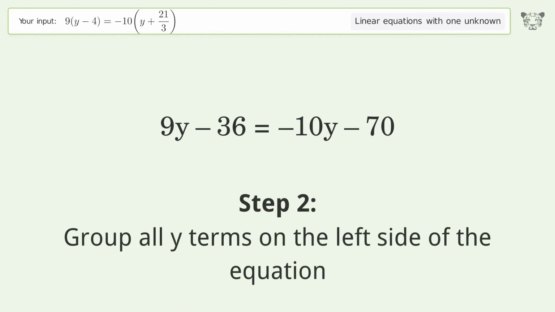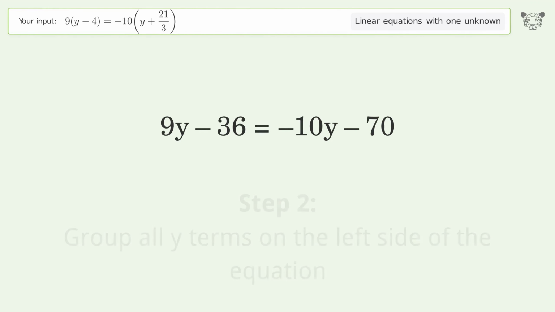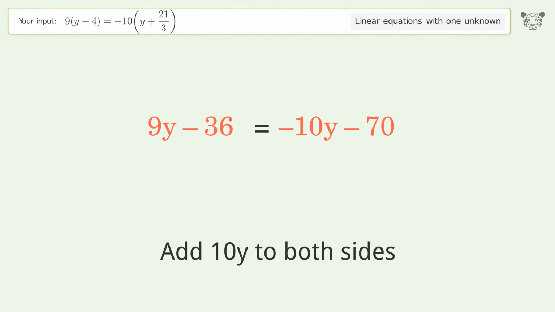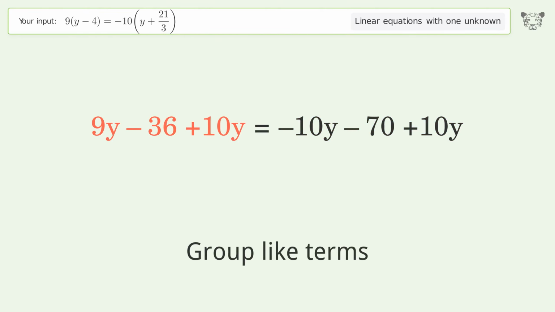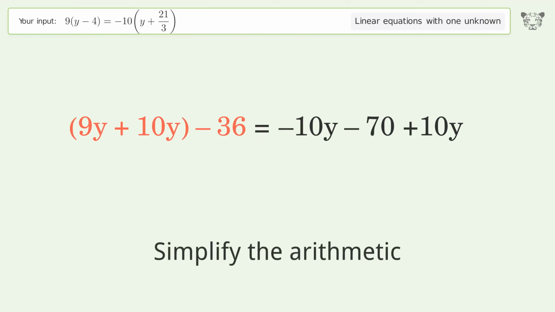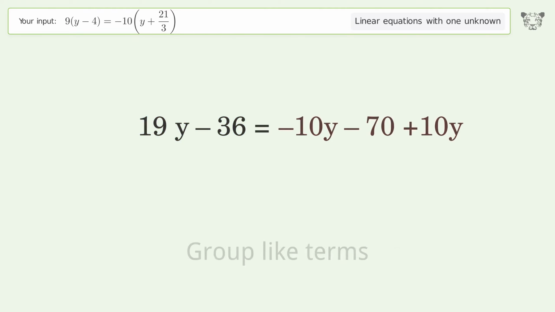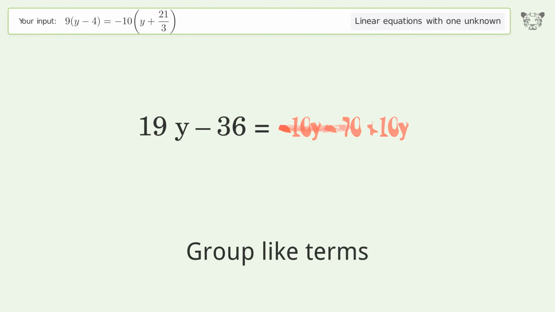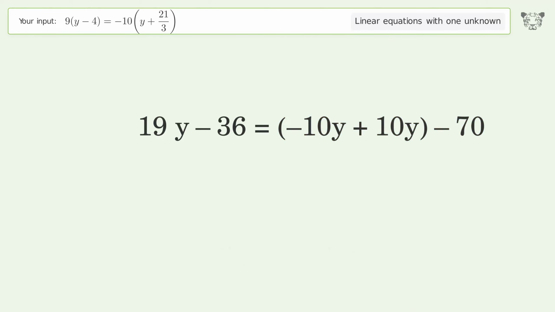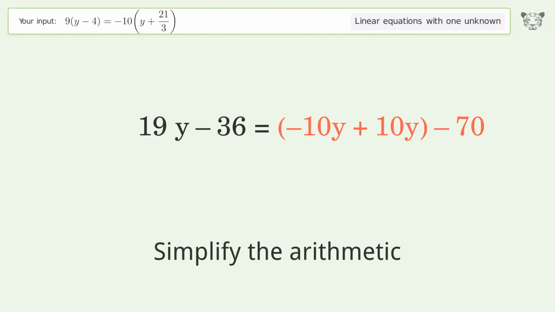Group all y terms on the left side of the equation. Add 10y to both sides. Group like terms. Simplify the arithmetic. Group like terms. Simplify the arithmetic.